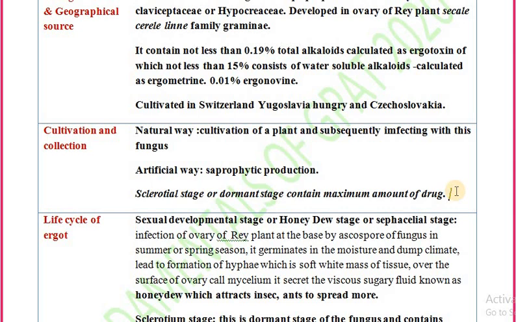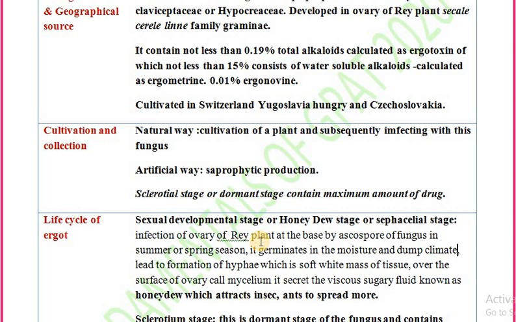Remember this line: the sclerotial stage, also known as the dormant stage, consists of the maximum amount of alkaloids. Remember this line. Next one is the life cycle of ergot. There are two stages.